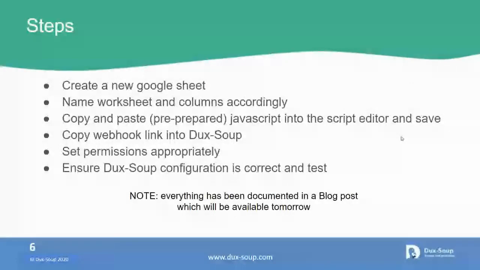These are the steps we're going to go through. We're going to create a new Google Sheet. We're going to name the worksheet and the columns accordingly. We're going to copy and paste the JavaScript that's been pre-prepared into the script editor and save it.